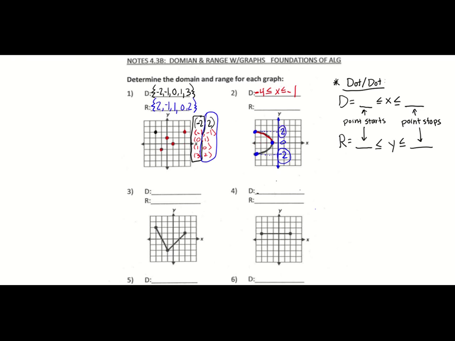So this is where our line starts for the y at -2. That's our smallest y value. And we fill in less than or equal to y, less than or equal to. Our biggest number for y we have is 2. Okay, so let's try another one.